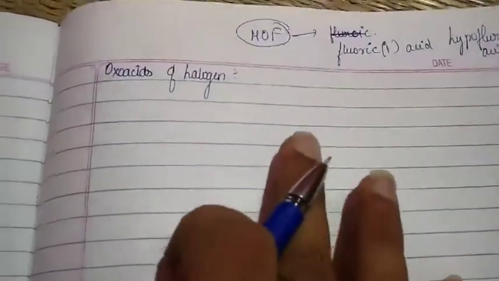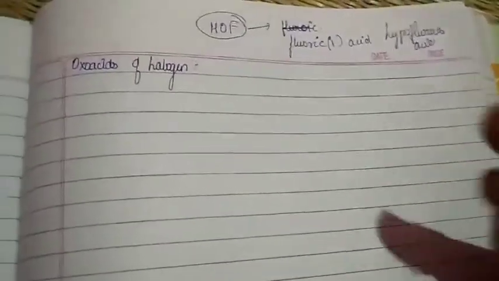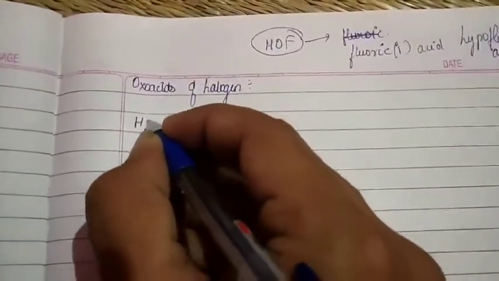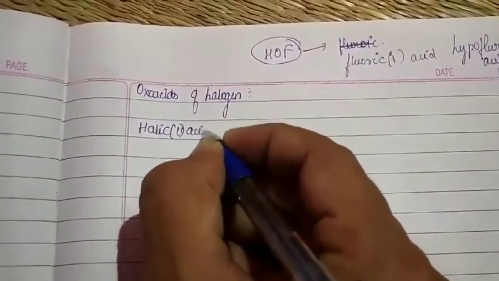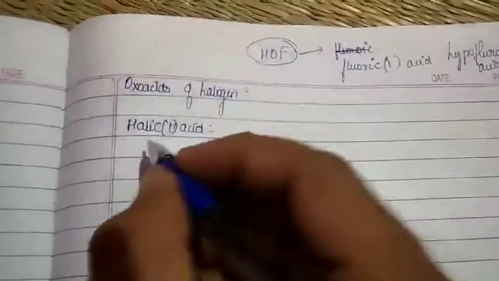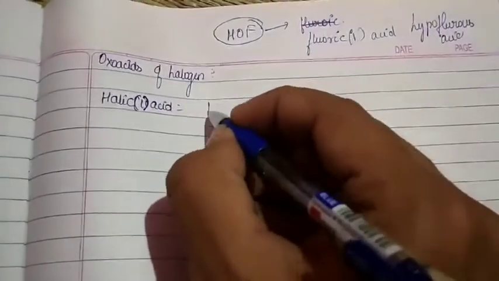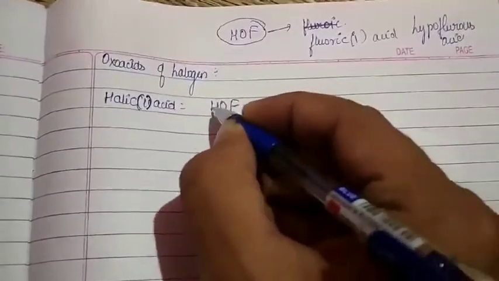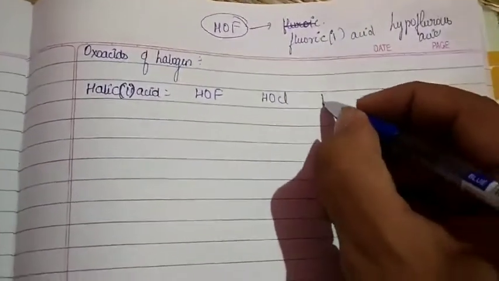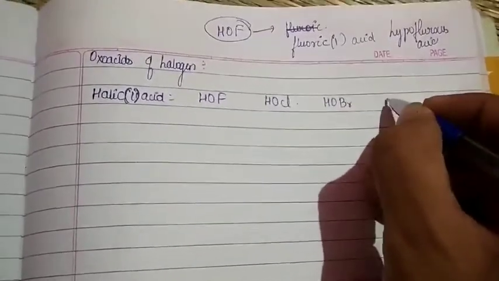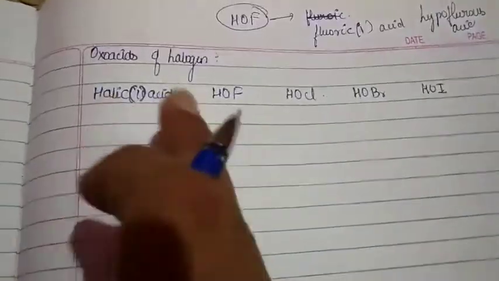So in the oxoacids of halogens, first of all we'll see what the different oxoacids are. First we will see the halic 1 acid. Here the halogen has one oxidation state. The first part is HOF for fluorine, HOCl for chlorine, HOBr for bromine, and HOI. So every halogen gives its respective halic 1 acid.